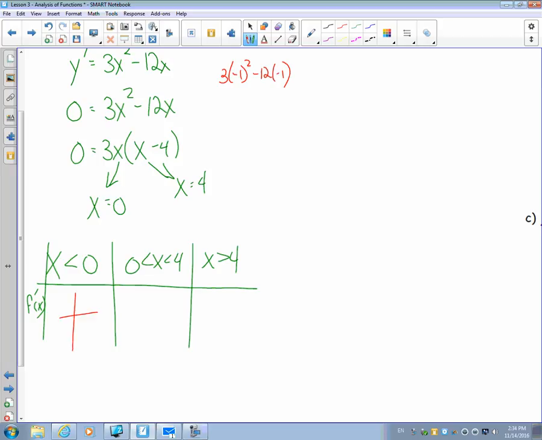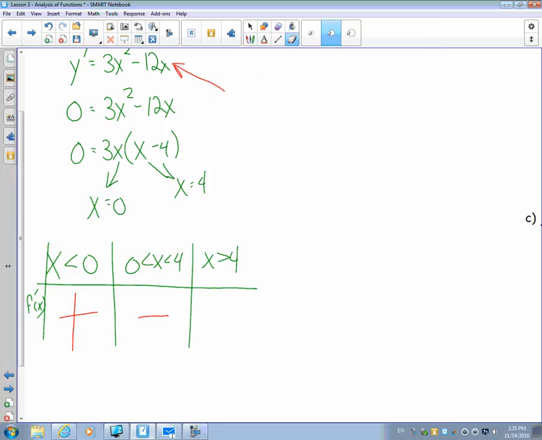It's a positive. I'm then going to do the same thing, but I'm going to pick a number in the next interval, between 0 and 4. The number 1 would be easy. So 3 times 1 squared minus 12 times 1. Make sure you're using your derivative, okay? This time I get a negative.